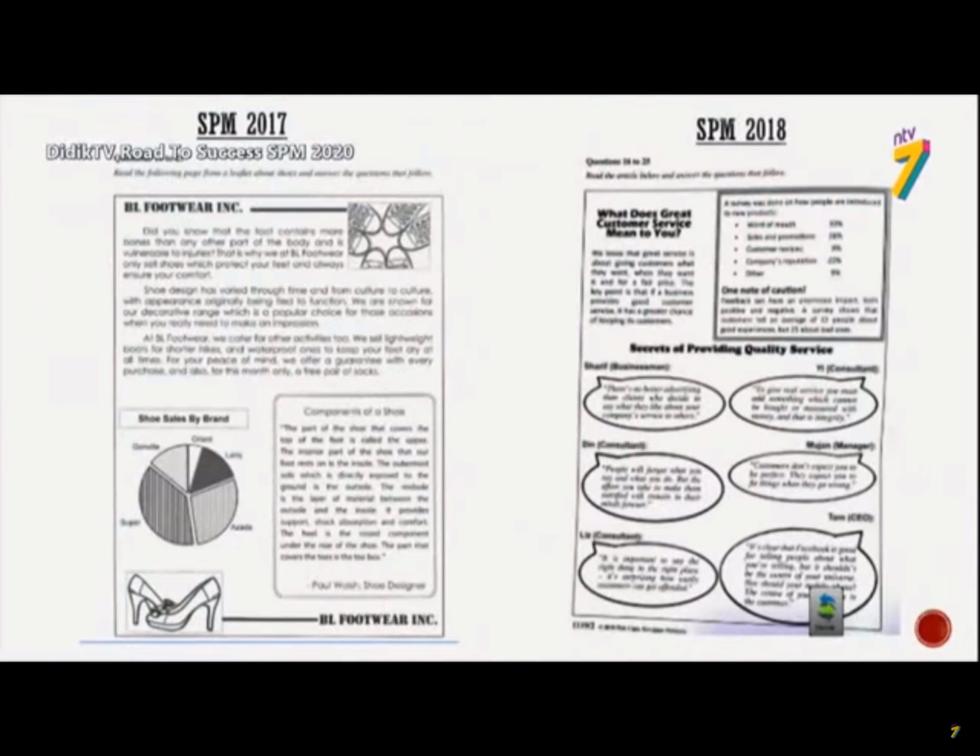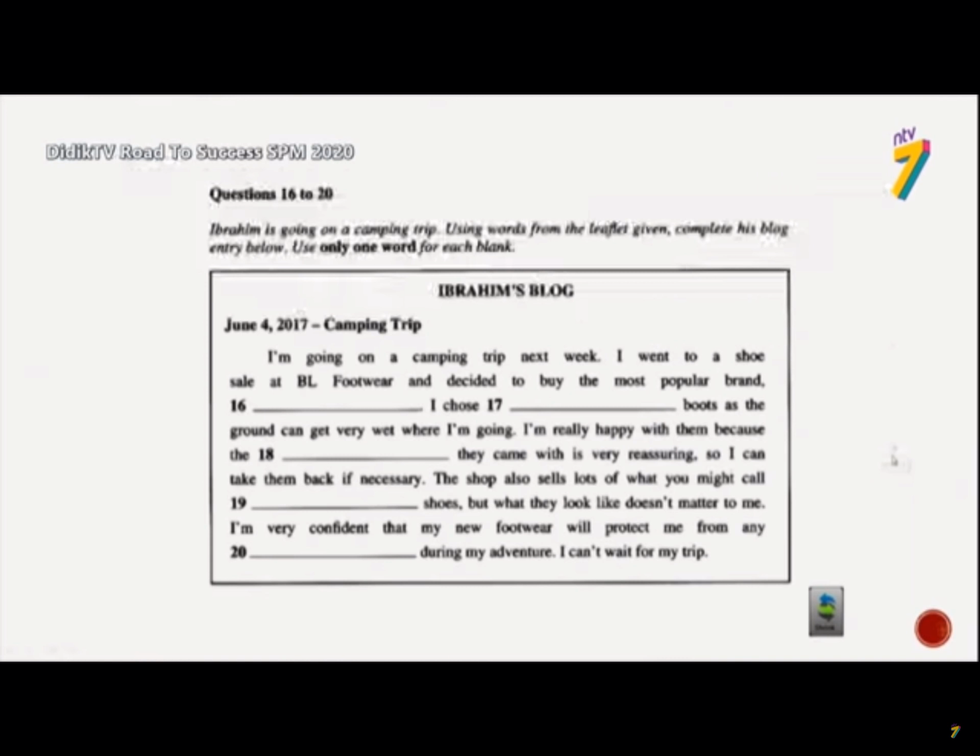SPM 2017, SPM 2018. They give you clues like this, stimulus like this. They give you a statement. You need to find the answer. Okay, next. So this is one type of question that they will ask. They will ask you questions in the form of a graphic organizer, paragraph, dialogues. It can be anything. So basically, you need to know many things.